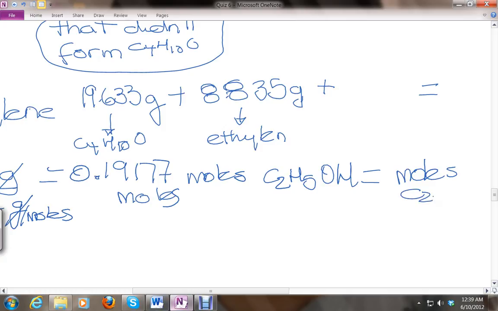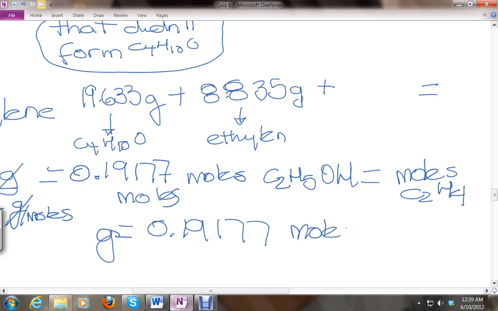C2H4. Not looking at the molar mass, that is directly. So what did you do to find out the grams? Grams would be the moles of C2H4, that is the same, 0.19177 moles, multiplied by the molar mass of ethylene, and it's going to be 28.05 grams per mole. And that is going to give me the answer that we want.